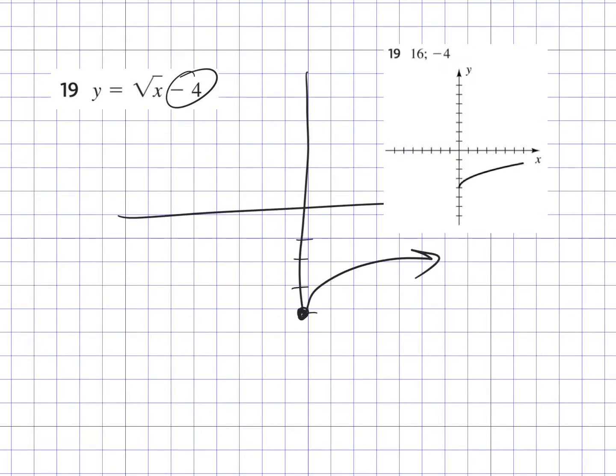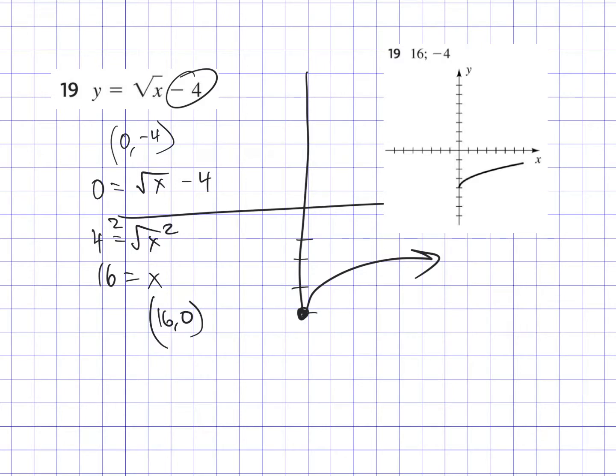And yes, I forgot the x and y intercept. So we have the y-intercept here at 0, negative 4. To get the x-intercept, you have to solve for y being 0. So add 4, and square both sides, you get 16 is equal to x. And that's about where it would hit at 16 on the x-axis. So 16, 0 is the x-intercept.